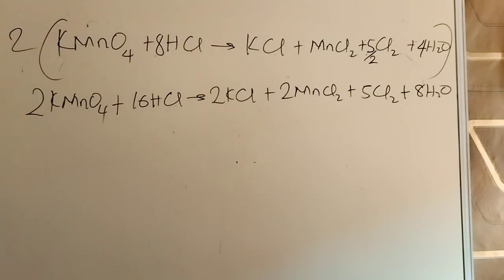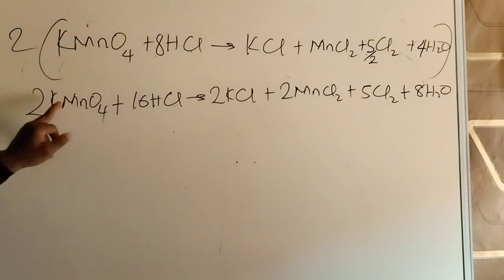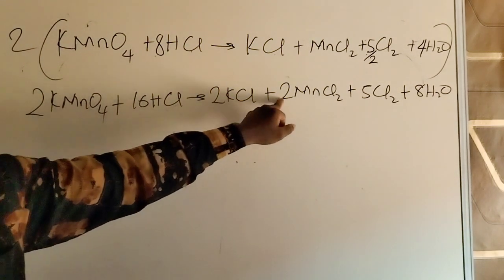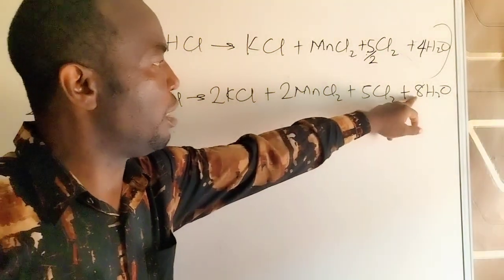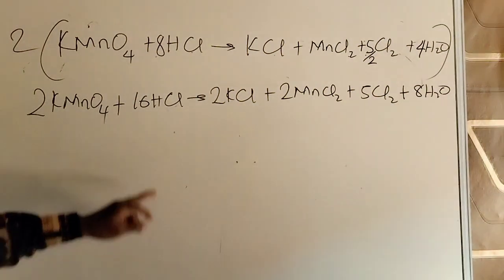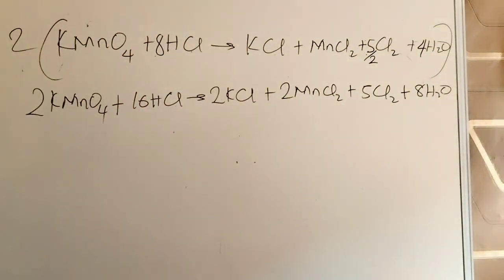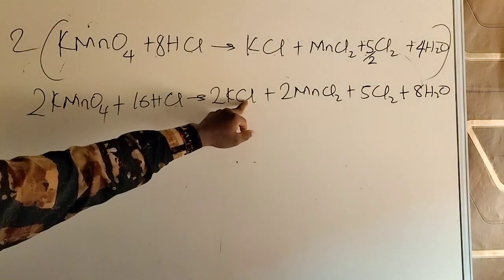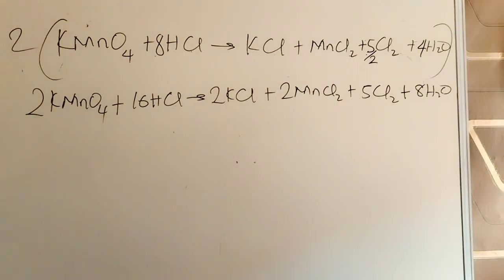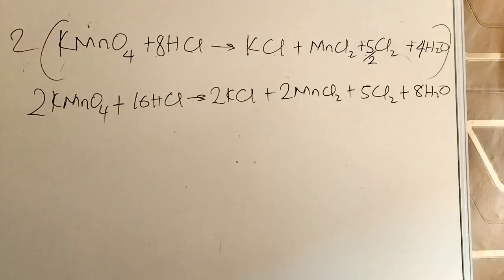So let's check. Potassium is 2 atoms here, here is 2. Manganese is 2 atoms, 2 times 1, 2. Here 2 times 1 is 2. Oxygen is 2 times 4, 8. 8 times 1, 8. Hydrogen is 16 times 1, 16. 8 times 2, 16. Chlorine is 16 times 1, 16. 2 times 1, 2. 2 times 2, 4. 4 plus 2 is 6. 5 times 2, 10. Plus 10, 16. So you have a balanced equation.